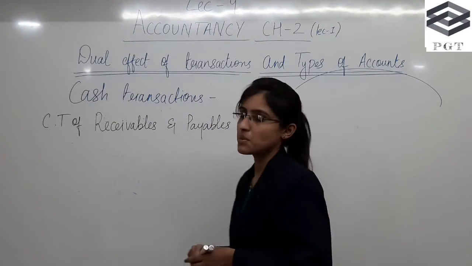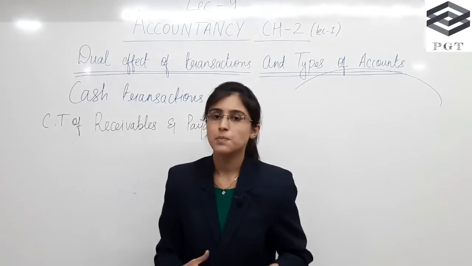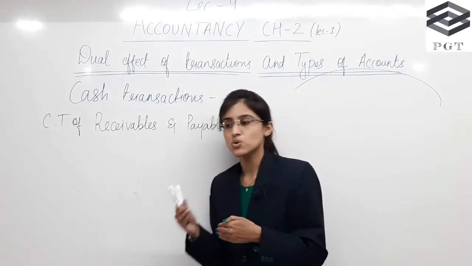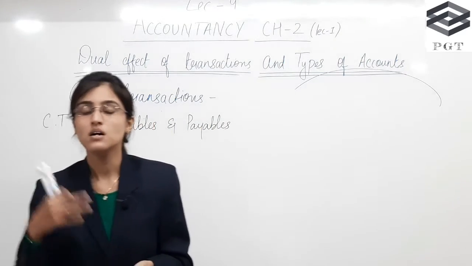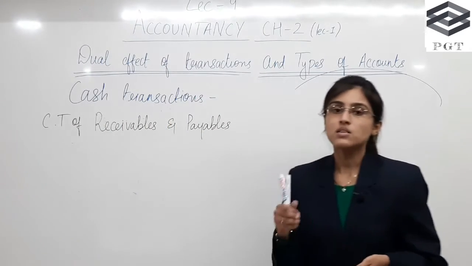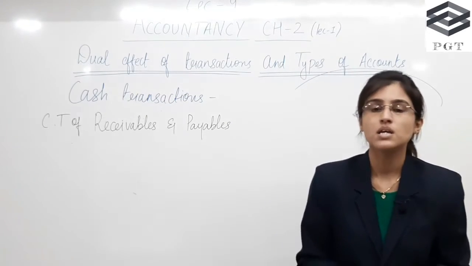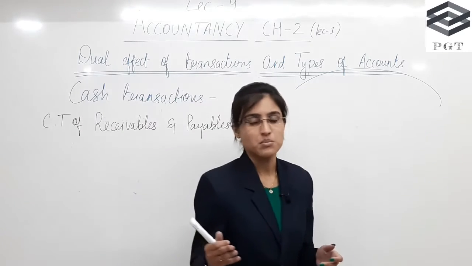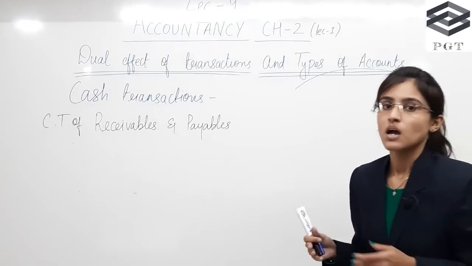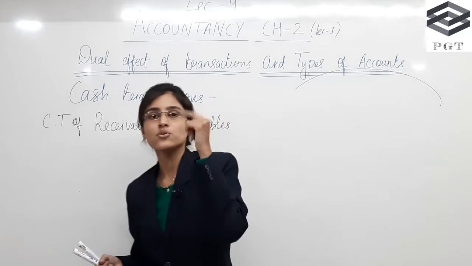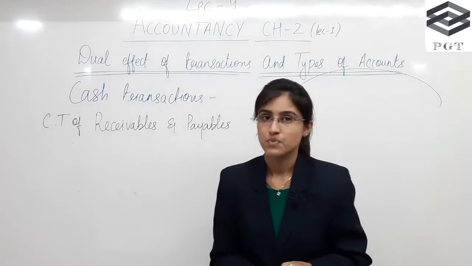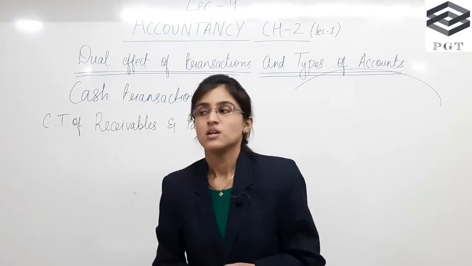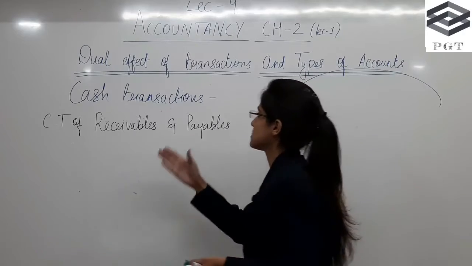Cash transaction of receivables is what? Say for example, there is a person who has purchased goods from you. Yes, you are the owner. You have sold goods to that person. I mean, that person has purchased goods from you. And the person did not pay the money due that time. So that person, the other party I mean to say, has purchased goods in past. And that person is going to pay right now. That is a cash transaction of receivables. Alright. So, these were all the types of cash transactions.